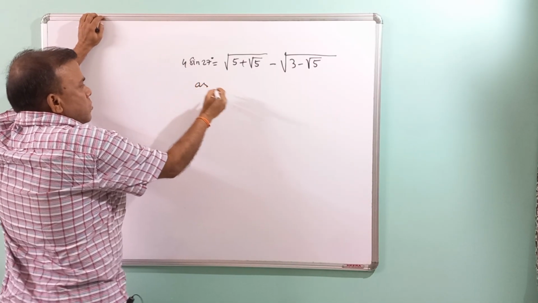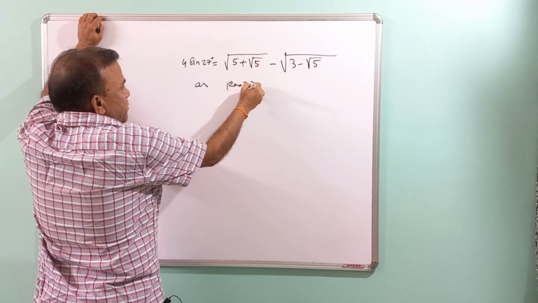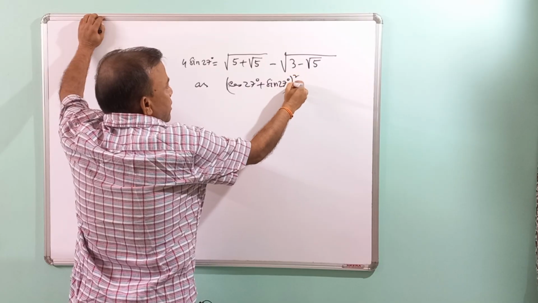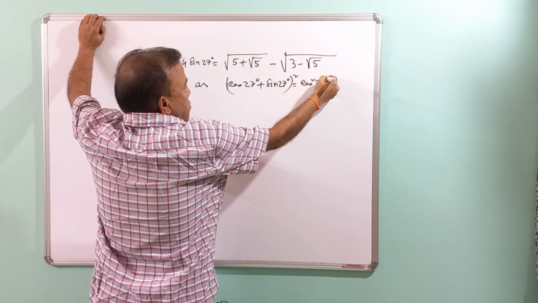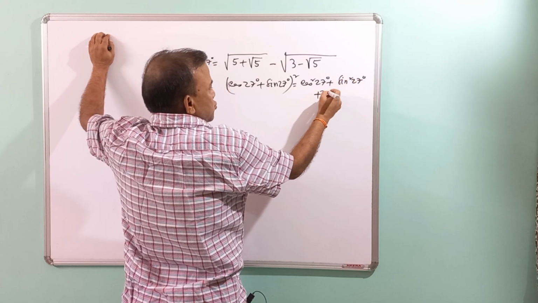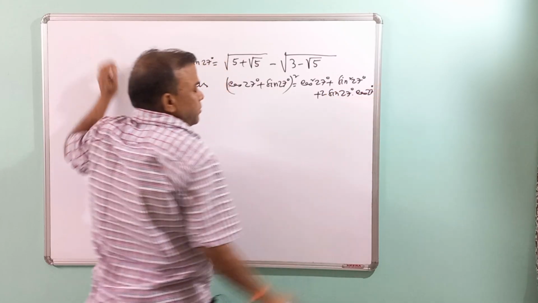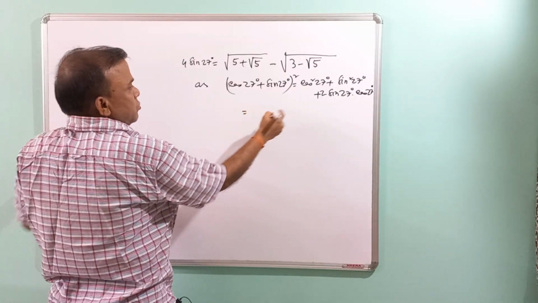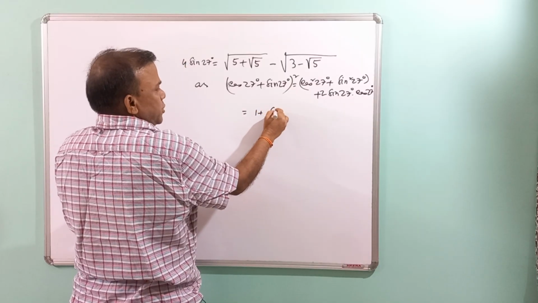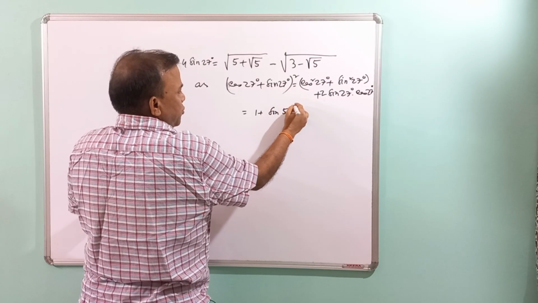As (cos 27 degree plus sine 27 degree) whole square equal to a square plus b square plus 2ab, equals to sin square theta plus cos square theta equal to 1. 2 sin theta cos theta means sin 2 theta. Here 2 theta means sin 54 degree.